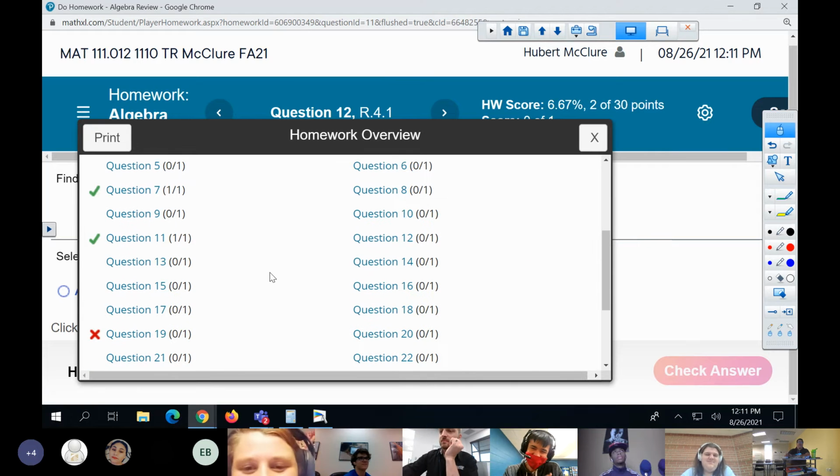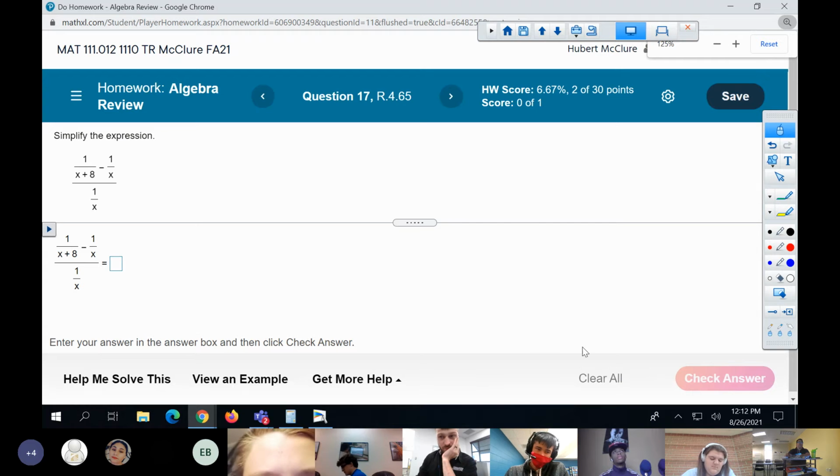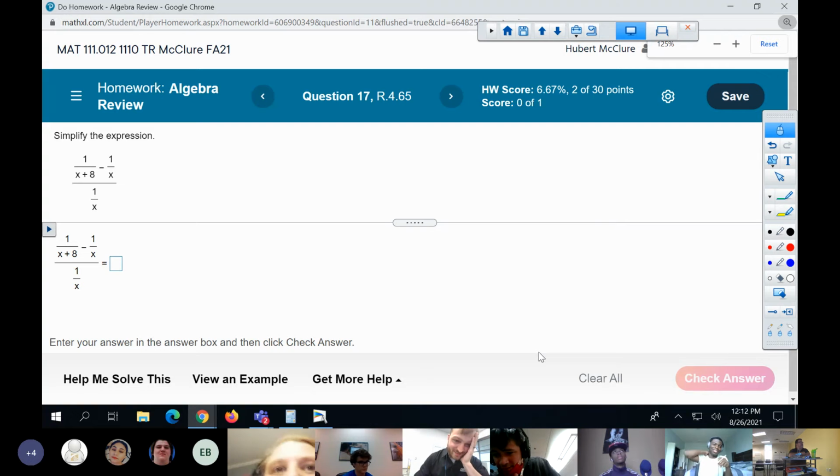All right, somebody pick another number besides 11. Let's pick another number. 17. All right, y'all will quit on this one. Somebody tell me why you'll quit before you even start this one. Because I got no idea what I'm doing. Because it's a fraction. When I originally saw this, I didn't want to do it at all. I tell you what, that's normal.